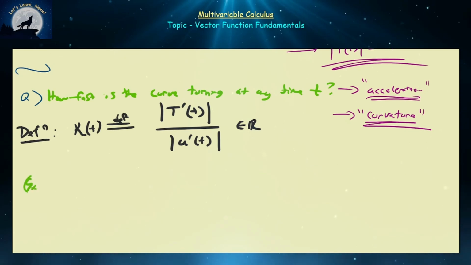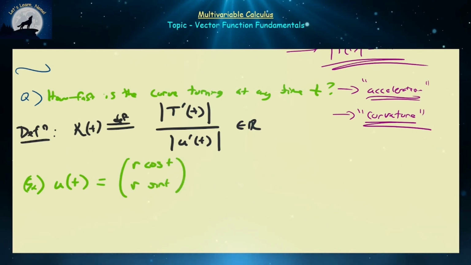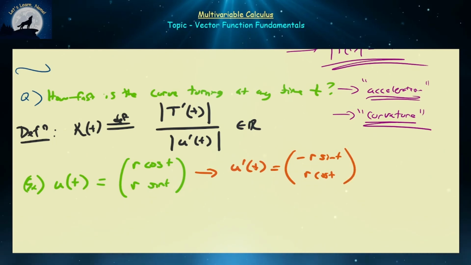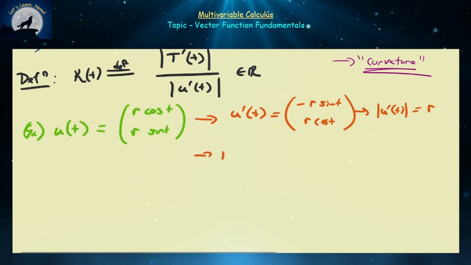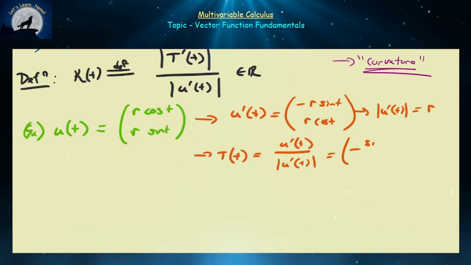So if we look at our particular example, what is that going to be? Again, let's assume that u of t is equal to r cosine of t, r sine of t, where t is real. So u prime of t came out to minus r sine of t, r cosine of t. And from it, we found that the norm of the velocity vector was equal to r. From the velocity vector, we get the unit tangent vector, which is u prime of t divided by its norm, which we found to be the vector minus sine t, cosine t. And that minus sign is associated to sine, not cosine.